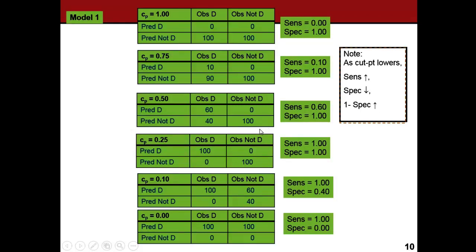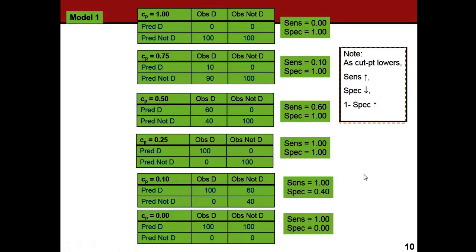And now check this out. At this cut point of 0.25, we're in this cool gray zone where all the cases had probabilities predicted by the model to be above 0.25. Because look at this, bam, this is telling us that all of the cases were called cases. And look at this, all of the non-cases had sufficiently low probabilities. They had probabilities below 0.25, and they're all called non-cases.